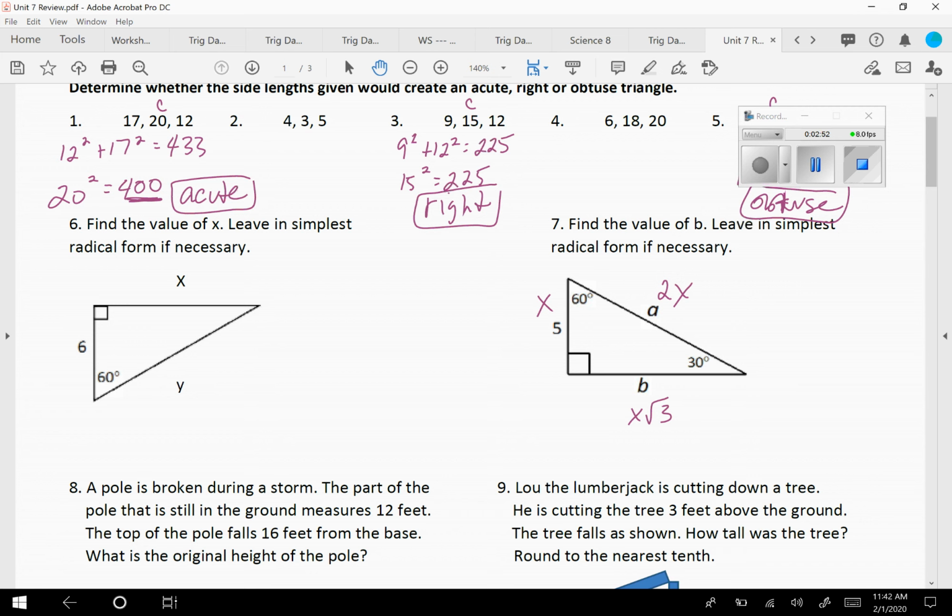So we have to find b. All right, so x is 5. Well, this long side is x square root 3, so it's just 5 square root 3. I'll even do a bonus here. We'll find a as well. We'll just do 2 times 5, and that's 10.